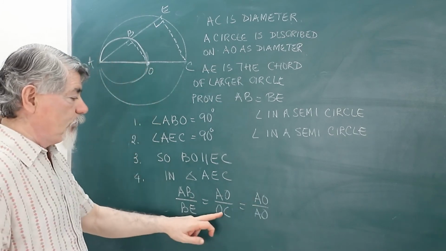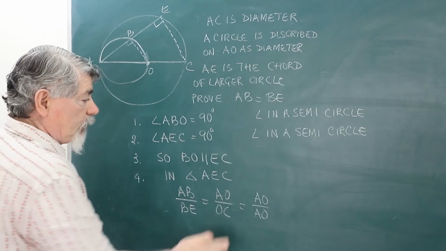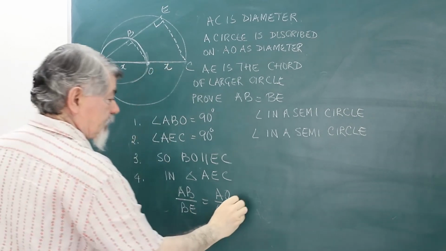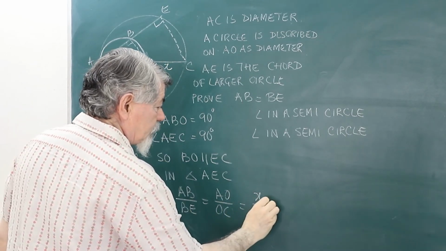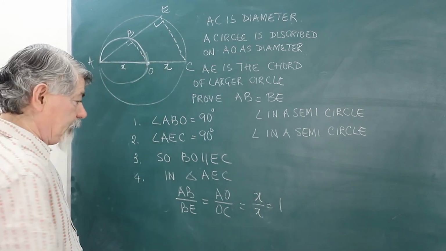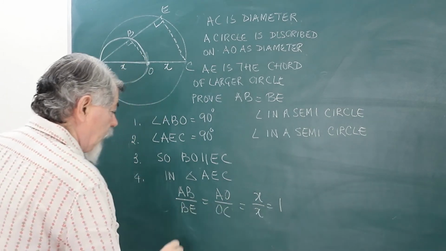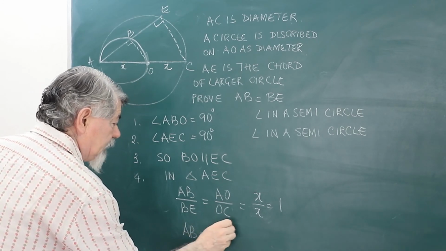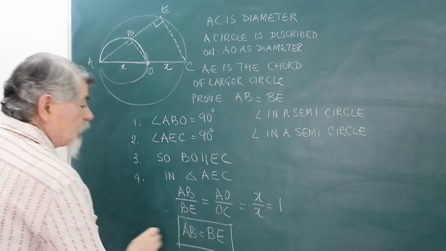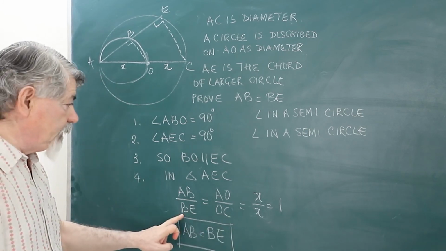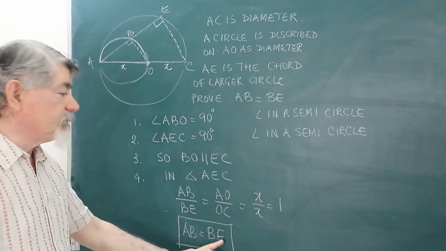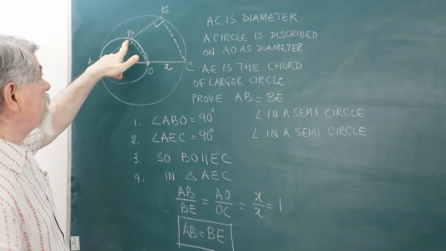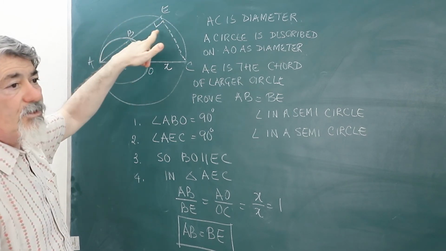That means in place of OC I can write AO, or to simplify for you, I can denote it by x by x. So this will cancel each other. That will give you 1. So AB upon BE is equal to 1, or AB is equal to BE. If you cross multiply, you will get AB equal to BE. So this is the thing that you have to prove, that AB is equal to BE.